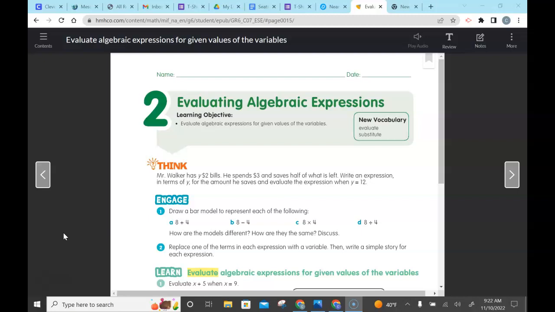I want you to get out your math book and turn to page 15, and get out your math journal and a pencil. So the goal for today's lesson is to evaluate algebraic expressions for given values of the variable. Throughout this lesson, you're going to be given the value of the variable and you'll need to plug it into the algebraic expression in order to solve it.